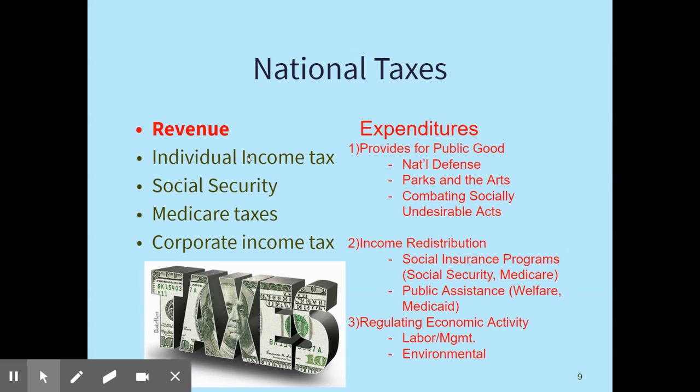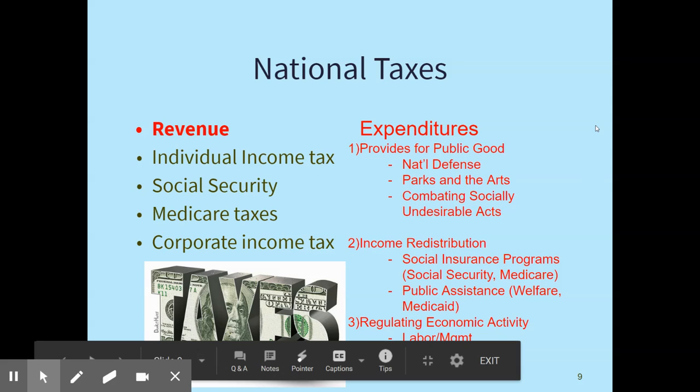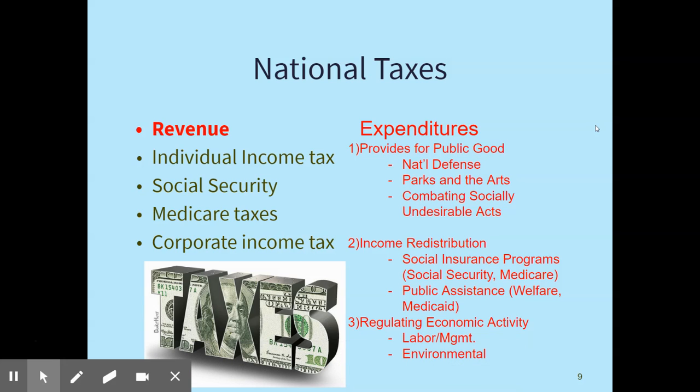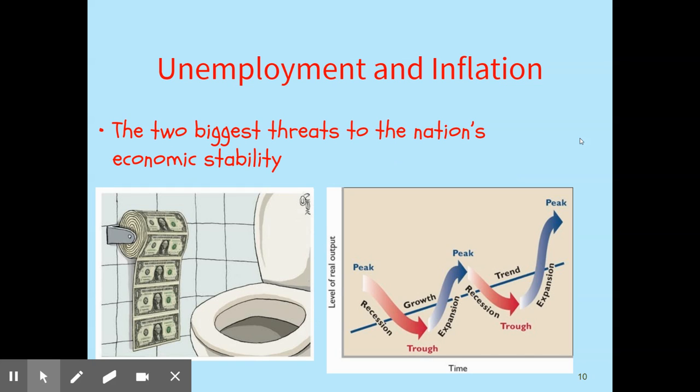National taxes here. You see revenue as far as national taxes: individual income tax, Social Security and Medicare taxes, corporate taxes. Expenditures: where does that money go? What does the government do with that money? Over on the right here, you see it provides for public goods such as national defense, our military, national parks, and discouraging undesirable acts. There's income redistribution through social programs: Social Security, Medicare, public assistance, welfare, Medicaid. And then regulating the economy: economic activity, environmental, labor, and management things like that.